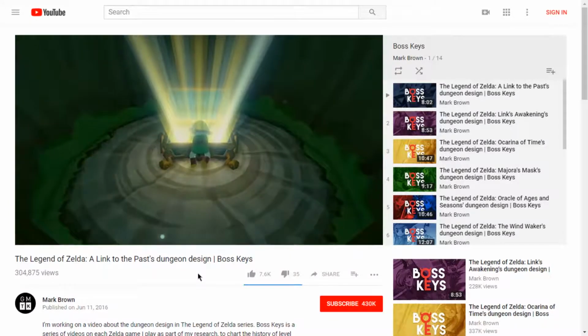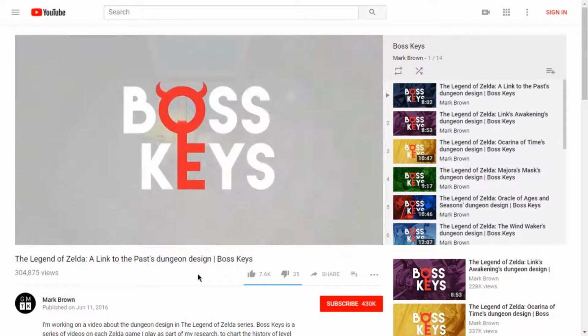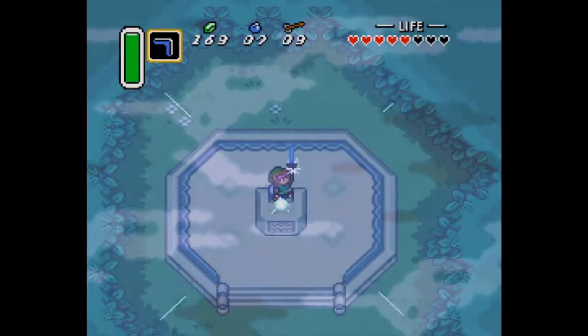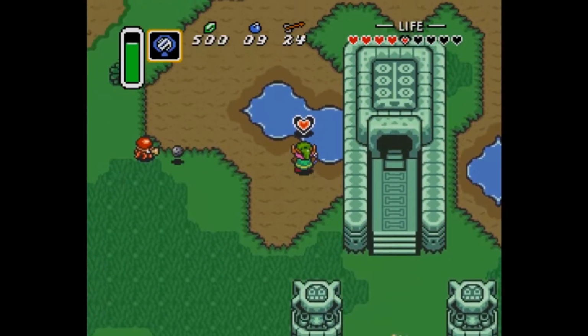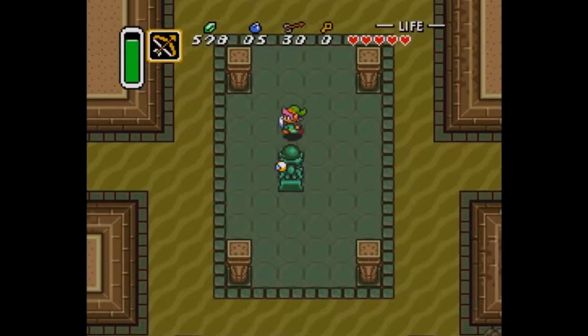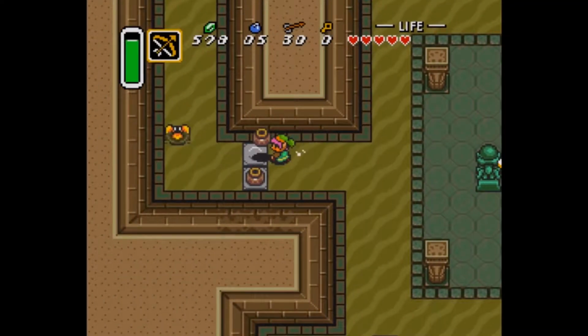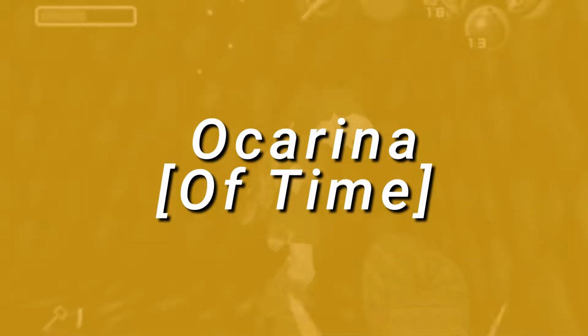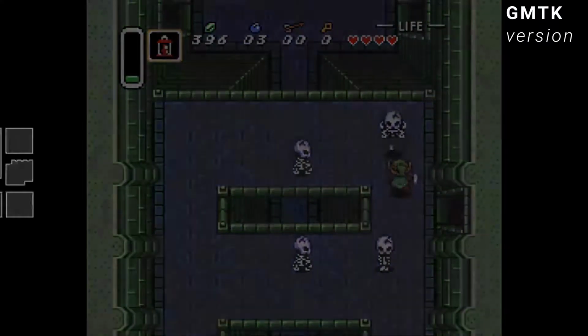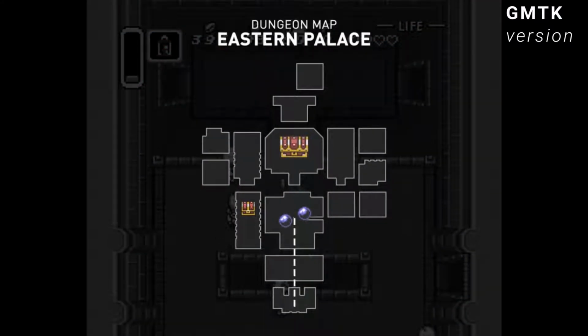We're going to be taking a look at Mark Brown's miniseries Boss Keys, a series understanding how mainly Zelda dungeons are designed. We're going to be taking a look at 3 unique styles of boss keys, that being Minish Cap, Ocarina, and A Link to the Past, which uses the first graphics in the series.